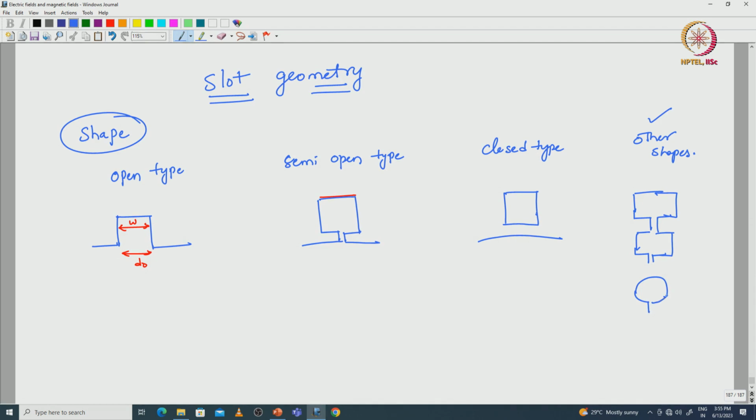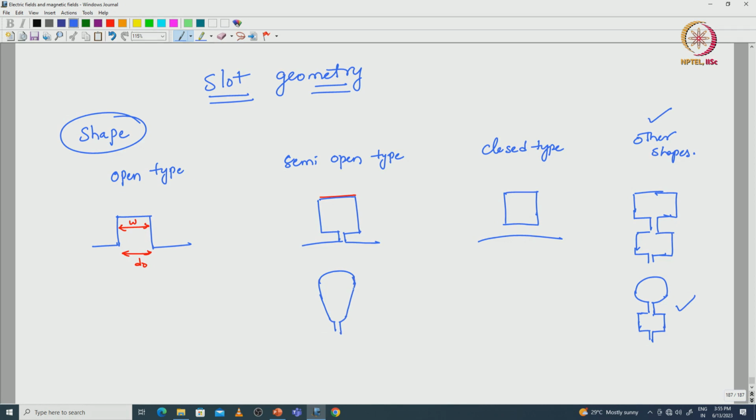Or for example one side circle, other side rectangle, whatever it may be, the shape depends upon the designer aspect as well as depends upon the application. These are the different types of slot shapes: open, semi open and closed. Generally we will utilize the slot shapes in this manner.